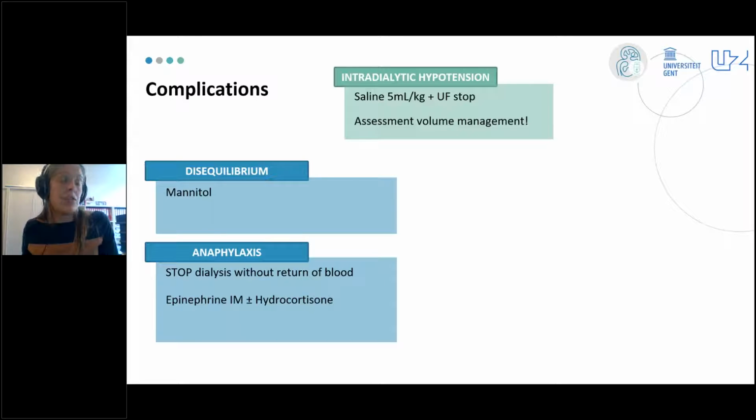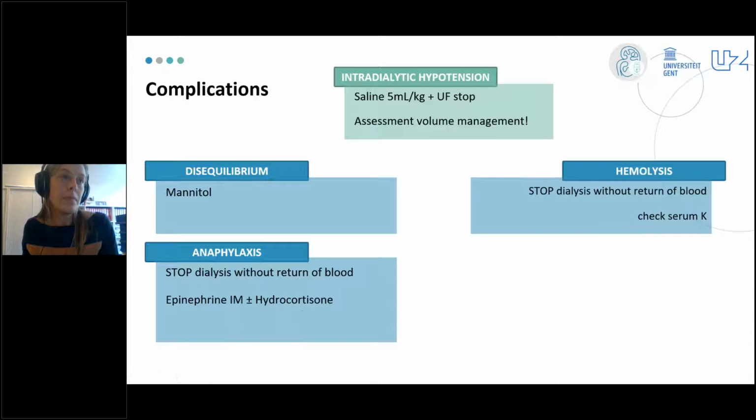Also, a rare complication that can happen is the anaphylactic reaction to the dialyzer, which is often present very shortly after initiation of your dialysis session, with hypotension, angioedema, pulmonary symptoms, and chest pain. Sometimes also urticaria, fever, and others. Always try to stop your dialysis session quickly, don't give the blood back to your patient, and treat, of course, with epinephrine, and if needed, also hydrocortisone.